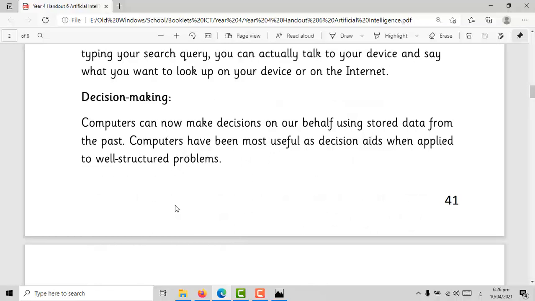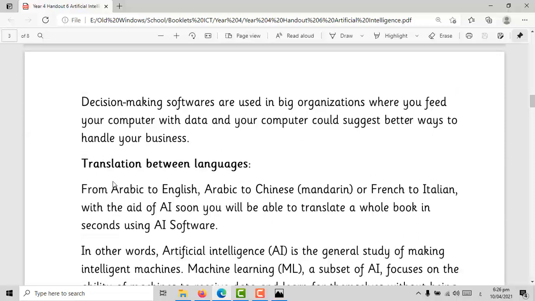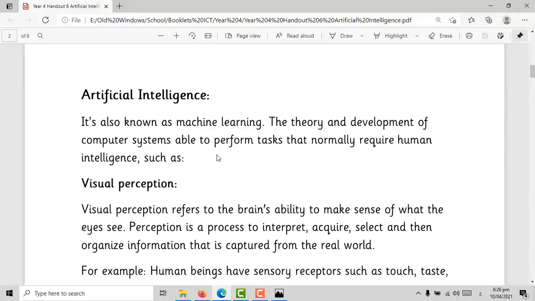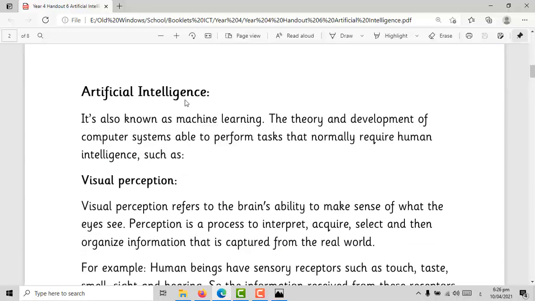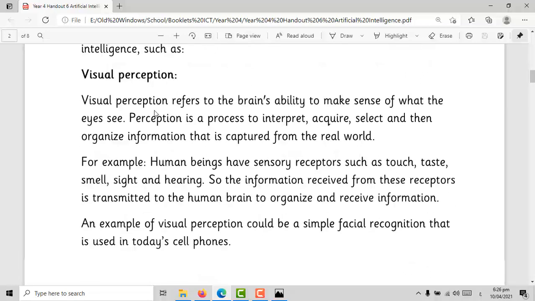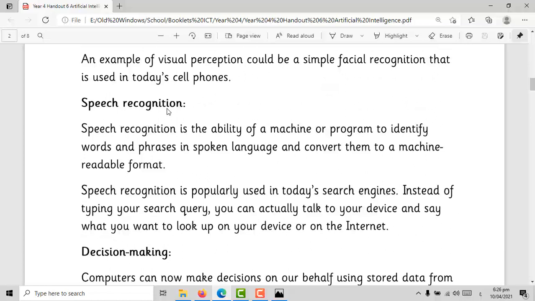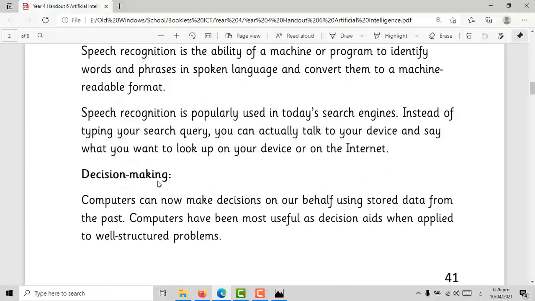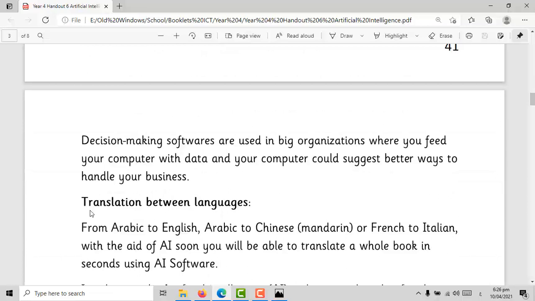Alright, so in today's lesson we learned about how a computer can make decisions for you, and how a computer or a program translates between languages and even detects which language you are trying to translate from. So in general, artificial intelligence has 4 kinds of intelligence. The first one is visual perception, the second one is speech recognition, the third one is decision making, and the last one is translation between languages.